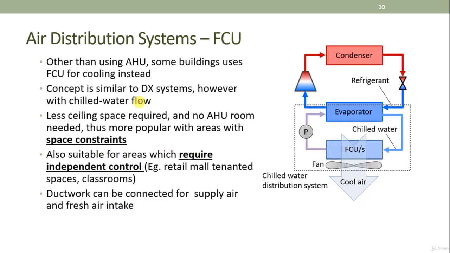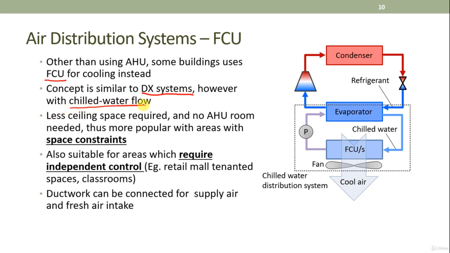So other than using AHU to distribute cold air, fan coil units are also quite commonly used. The concept is similar to direct expansion system, where cold refrigerant comes into the fan coil unit and leaves the fan coil unit, and the fan coil unit will blow out cold air. This is actually found at domestic, at our home, which is a direct expansion system with a fan coil unit. With chilled water flow, it's possible to have fan coil unit as well.